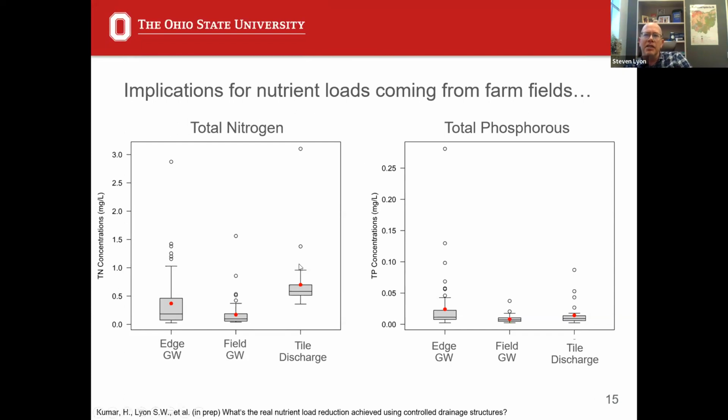But we can think about this as, what are the chemical concentrations we're seeing across these different pathways or places for water to hang out? I like to think about it this way: if we're in the groundwater in the field, we have two choices. We can either leave the field by flowing through the tile drainage system, or we can leave the field by flowing through the edge of the field. For nitrogen, we see a bit of an elevated concentration coming through that tile discharge system.